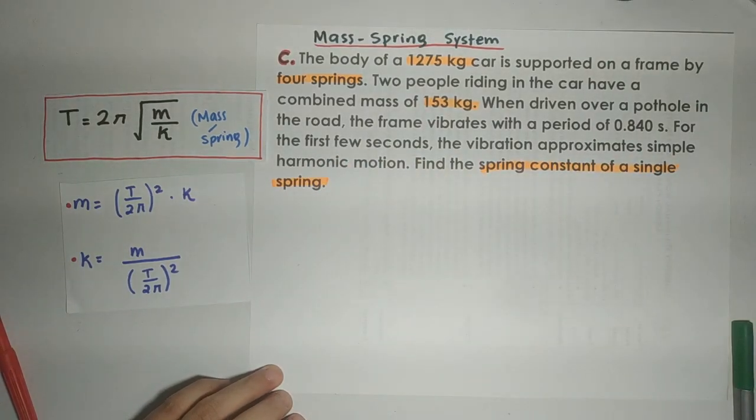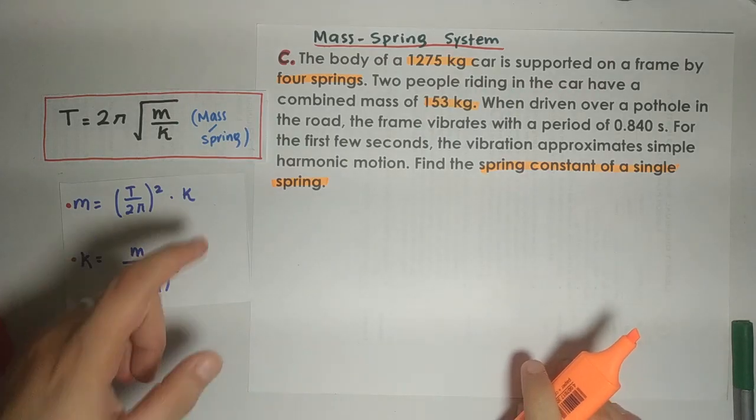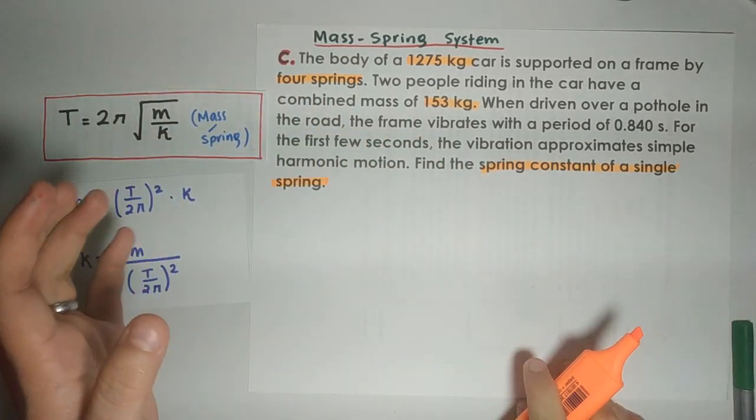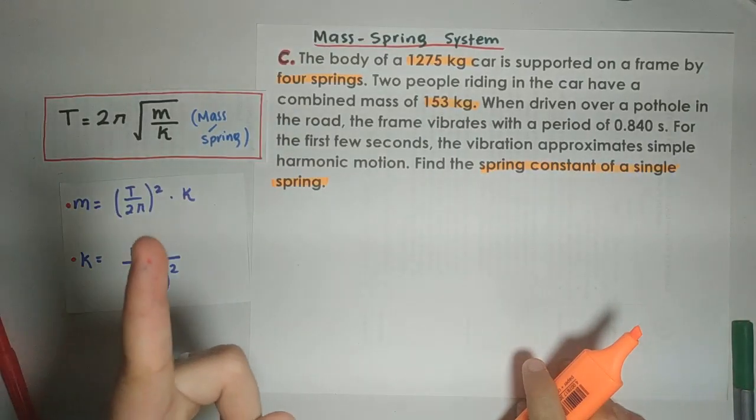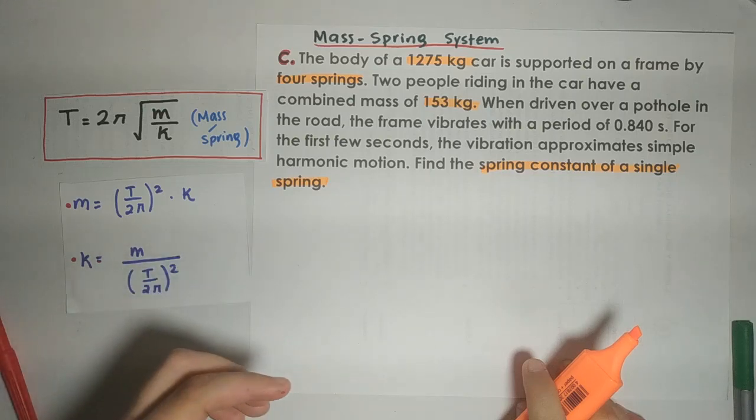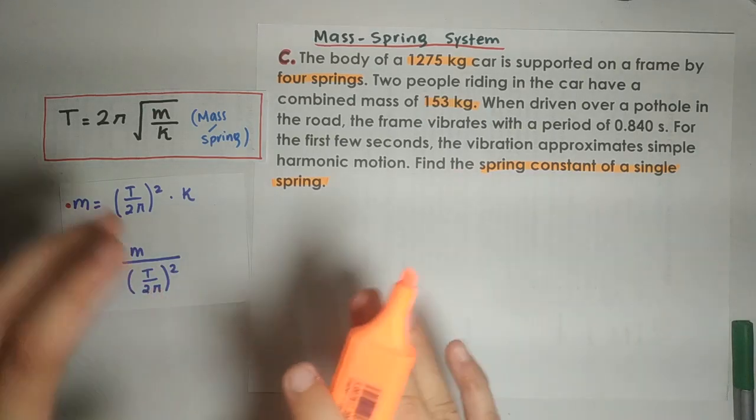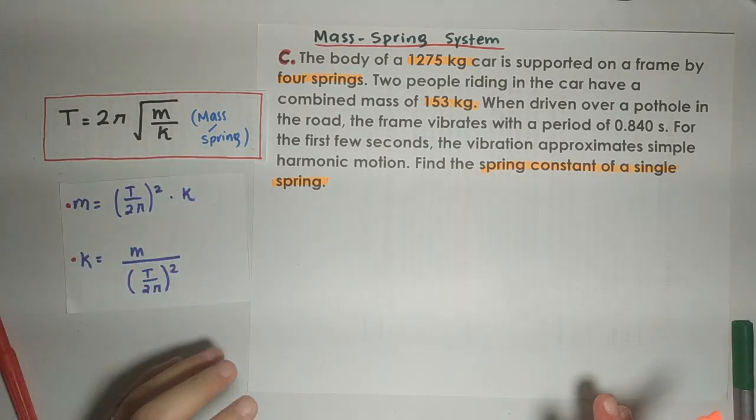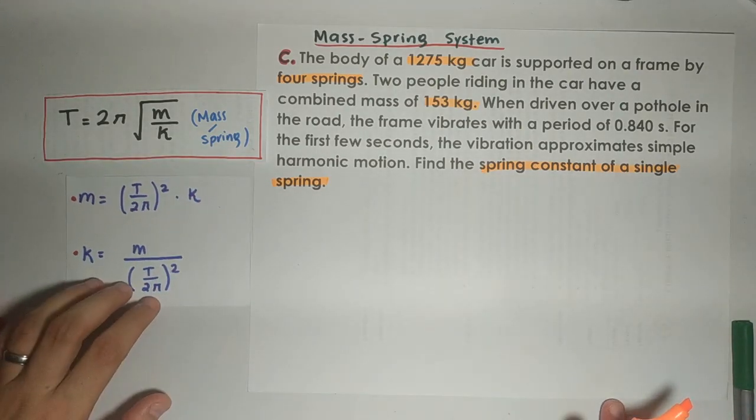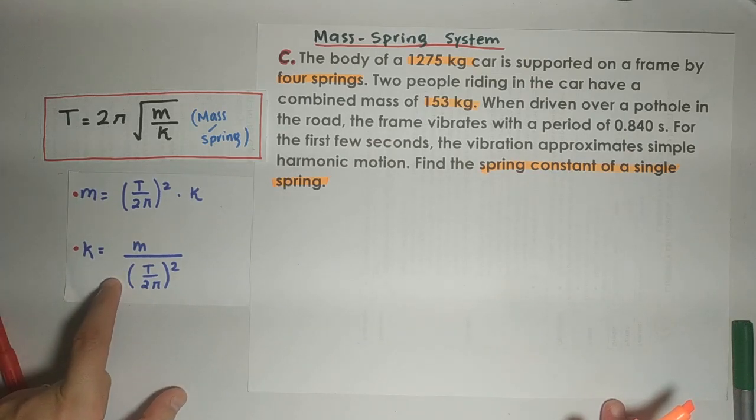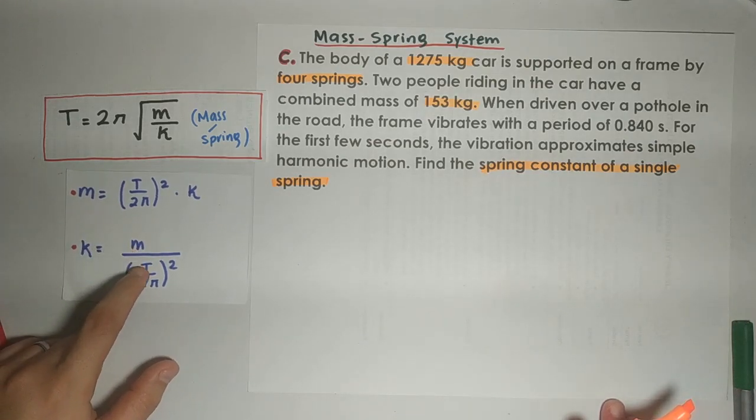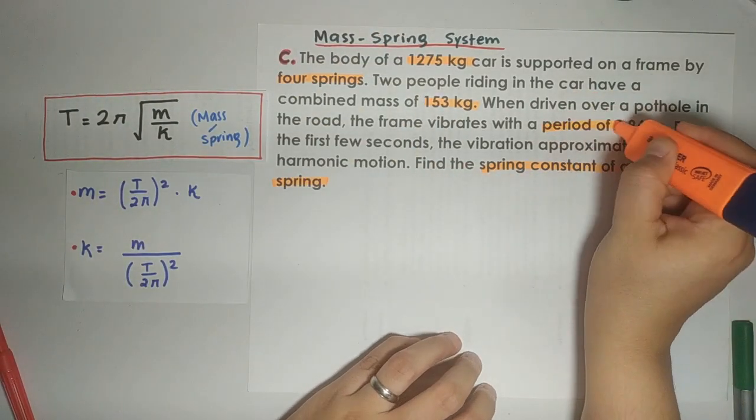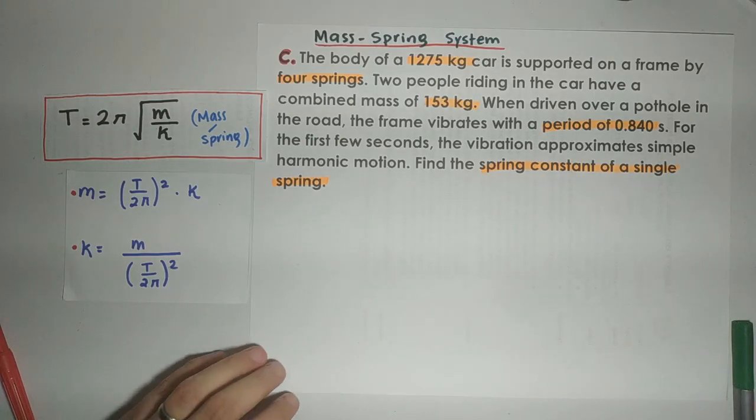So that means that we're not going to focus on the 4 springs that we're talking about. If we need just one single spring, that means that we should divide all the mass by the 4 springs that are acting in the car. Now let's see. To calculate the spring constant, we need the mass and the period. And we have the masses and we have the period. So let's write the givens here.